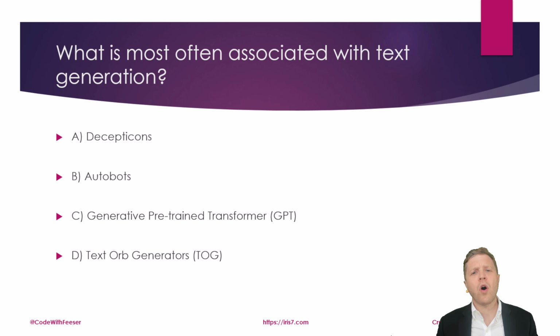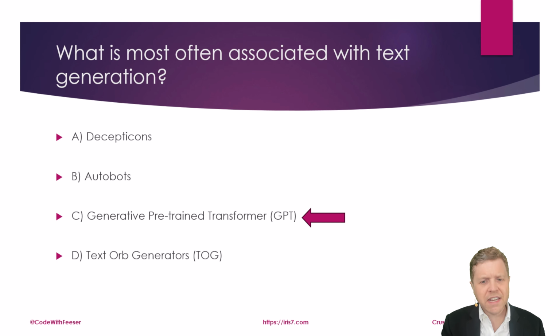What is most often associated with text generation? A, Decepticons. B, Autobots. C, generative pre-trained transformers, GPT. Or D, text orb generators. Well, C is the best answer here.